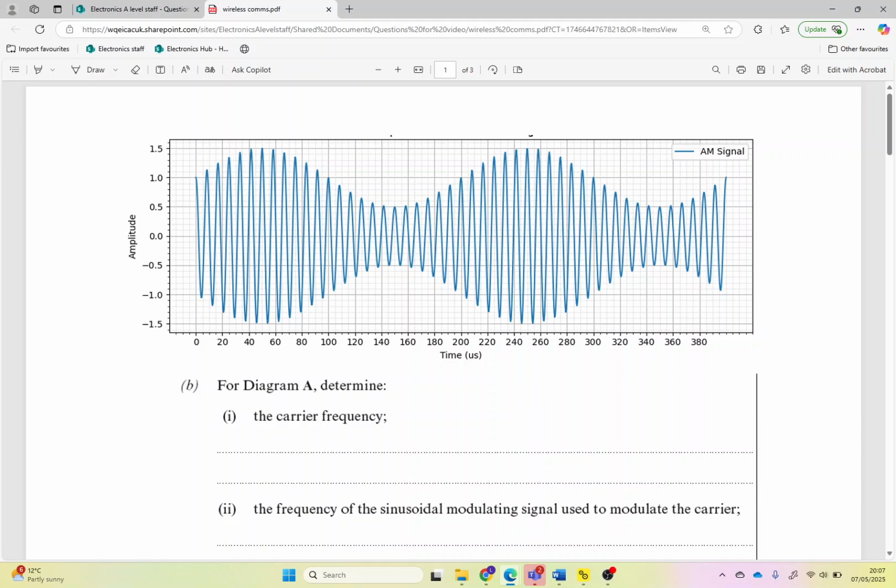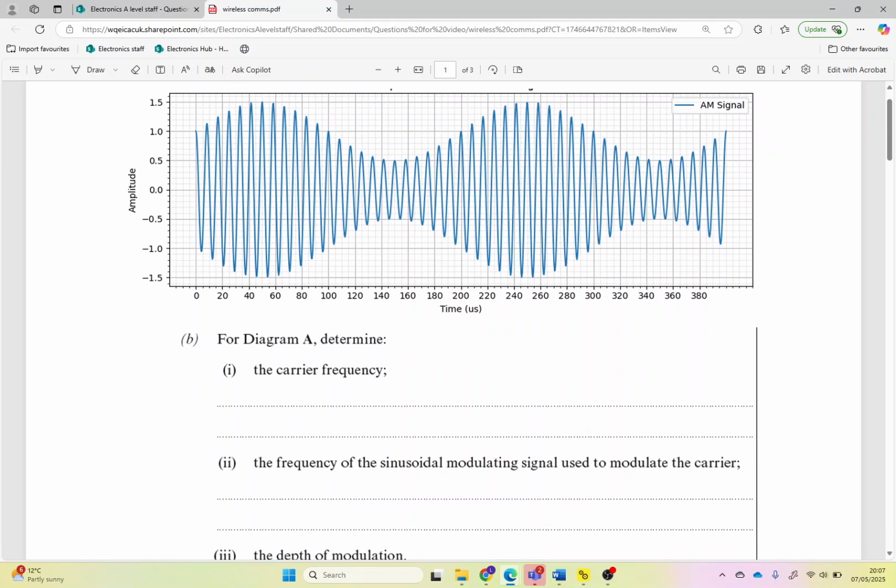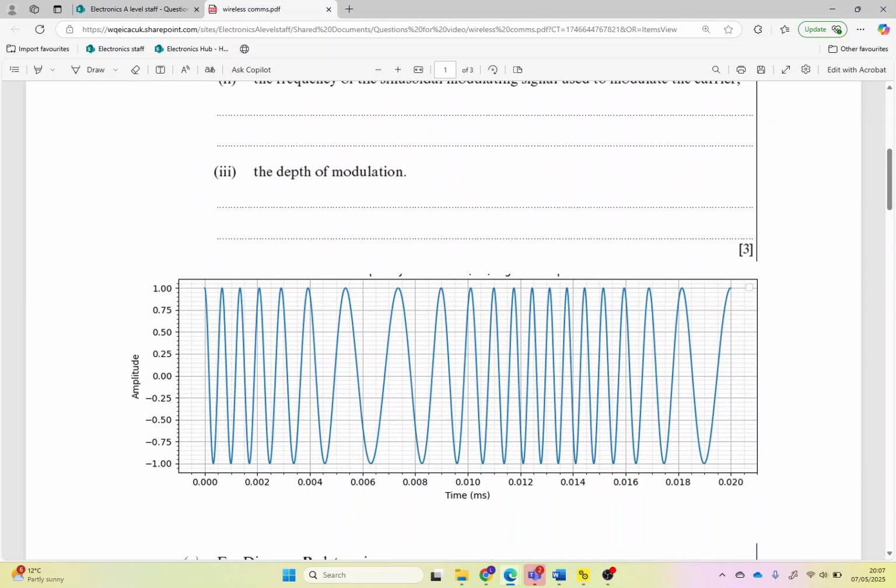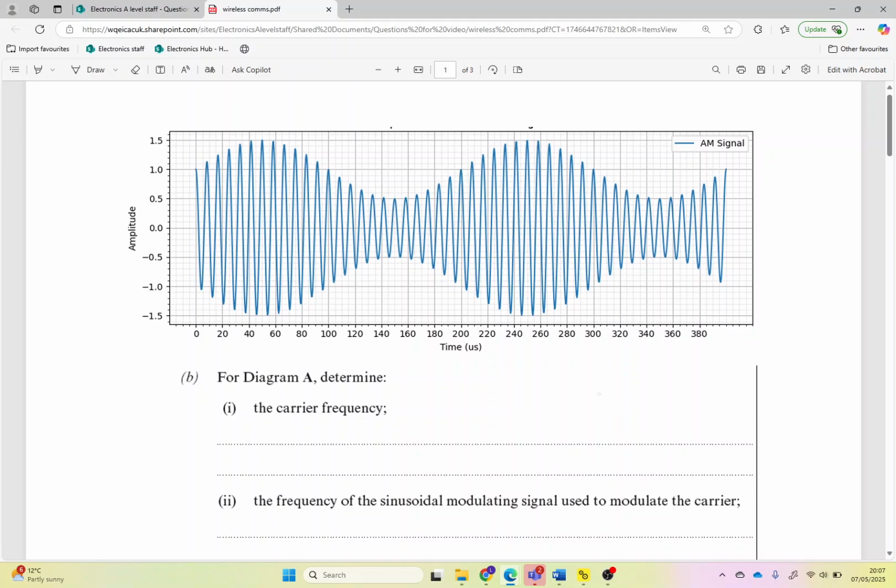Okay, so a quick video then on wireless communications. So I've generated some new waveforms here, so you've got something fresh that we can take a look at. So first of all, obviously you can see that this one is an AM waveform. So you do need to know the difference between an AM waveform and an FM waveform in terms of time.